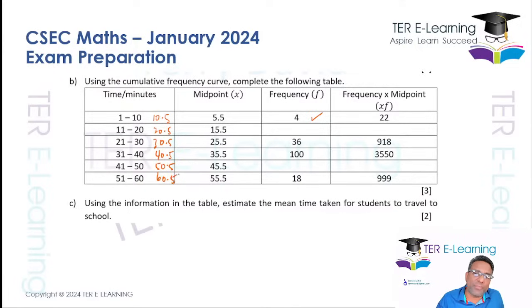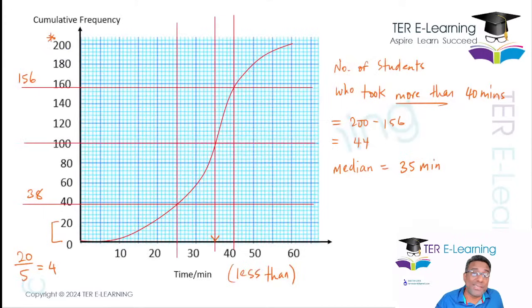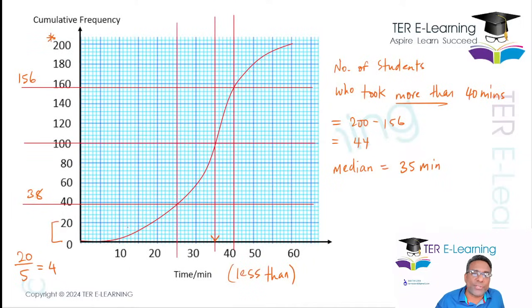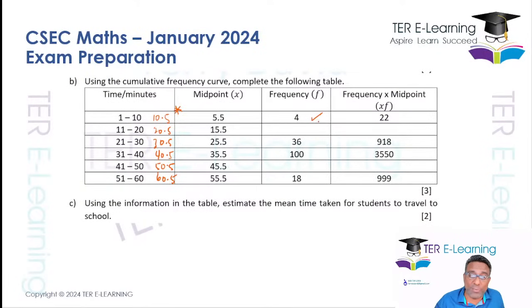Some of you might be wondering, why do I need that? You see, in these questions you're working backwards. You know what the cumulative frequency curve looks like, and you're trying to come up with a table. The first upper class boundary is 10.5. When you go to the graph and read off where 10.5 is, you will notice that this value here is actually 4. So that's where this 4 came from.